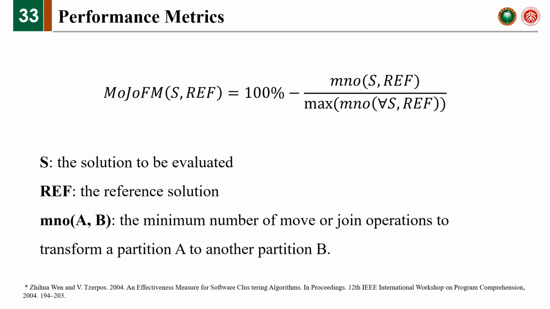We reused the metric MoJoFM in our evaluation, which is designed to measure the similarity between two partitions and can be used to evaluate how close the solution is to the reference solution. MoJoFM ranges from 0 to 1, 0 for the worst solution and 1 for the same solution, which is better.